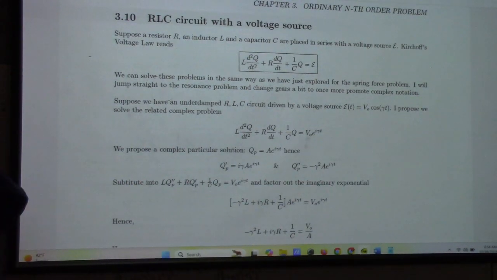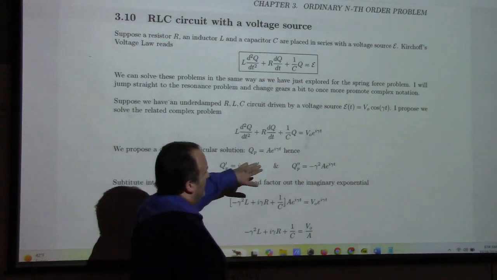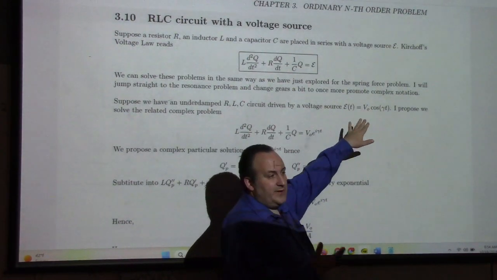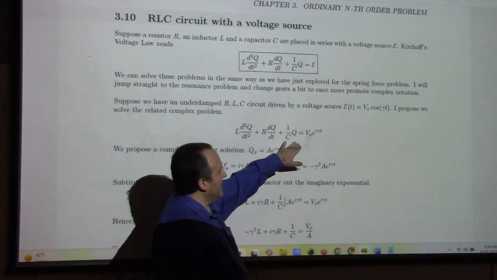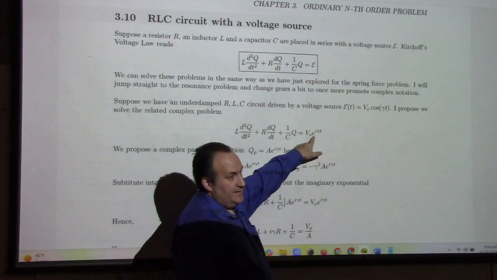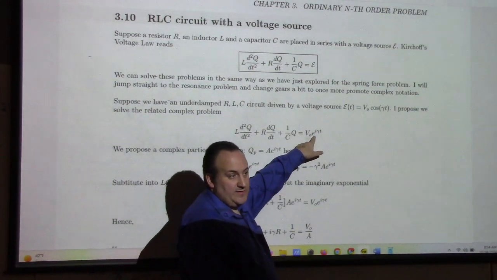So the way to solve this with complex, which is worth thinking about for a second, is if we have V naught cosine gamma t, that is the real part of V naught e to the i gamma t. See, because e to the i gamma t is cosine gamma t plus i sine gamma t.